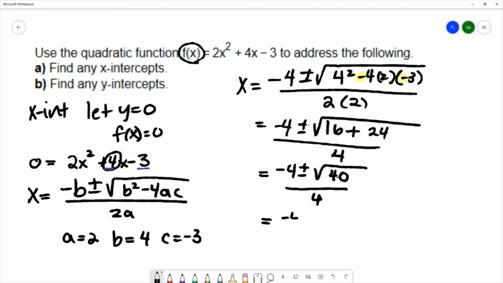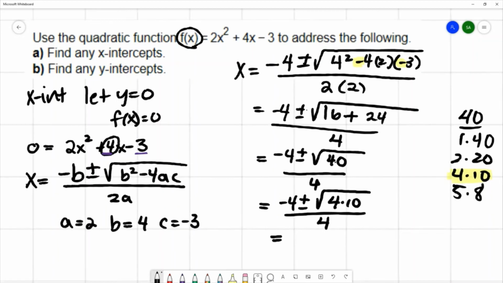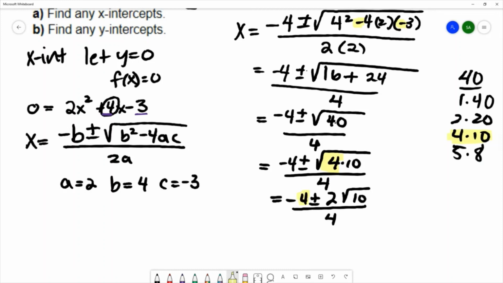And I'll simplify underneath the radical. 40 can be factored. See, 40 is 1 times 40, 2 times 20, 4 times 10, 5 times 8. But I'm going to choose 4 times 10 because of the 4. The square root of 4 is something I can calculate, so that's the factorization I want to use. Negative 4 plus or minus, and now I can simplify that square root of 4 to be 2. 10 is not a perfect square, so I can't simplify that. And finally, all three of these numbers are divisible by 2, so I can simplify that fraction to become negative 2 plus or minus square root of 10 over 2.